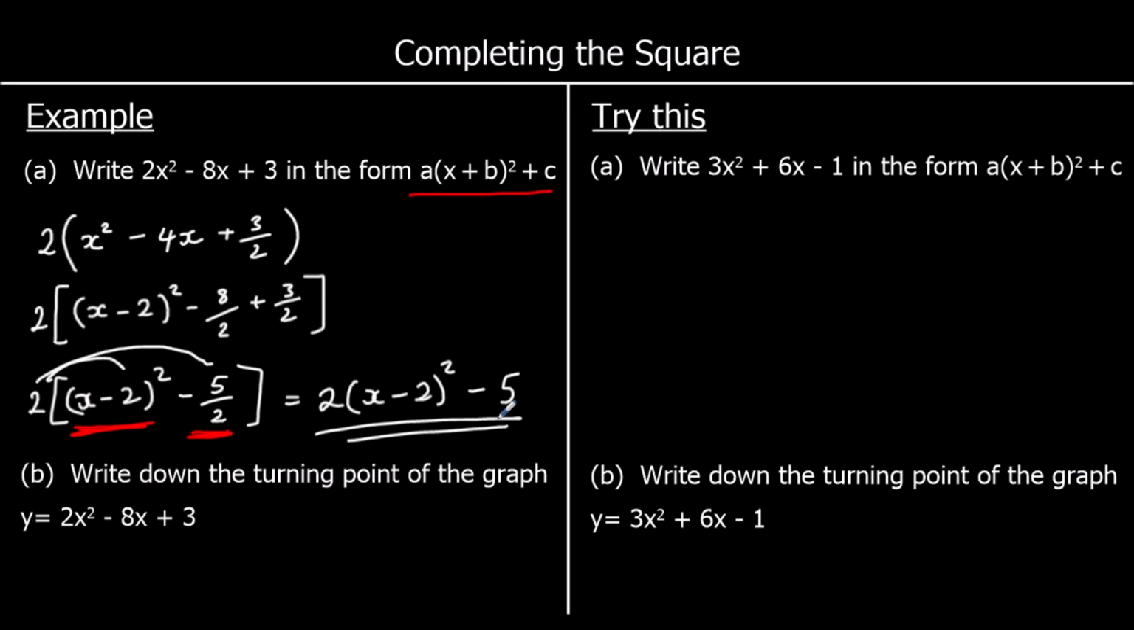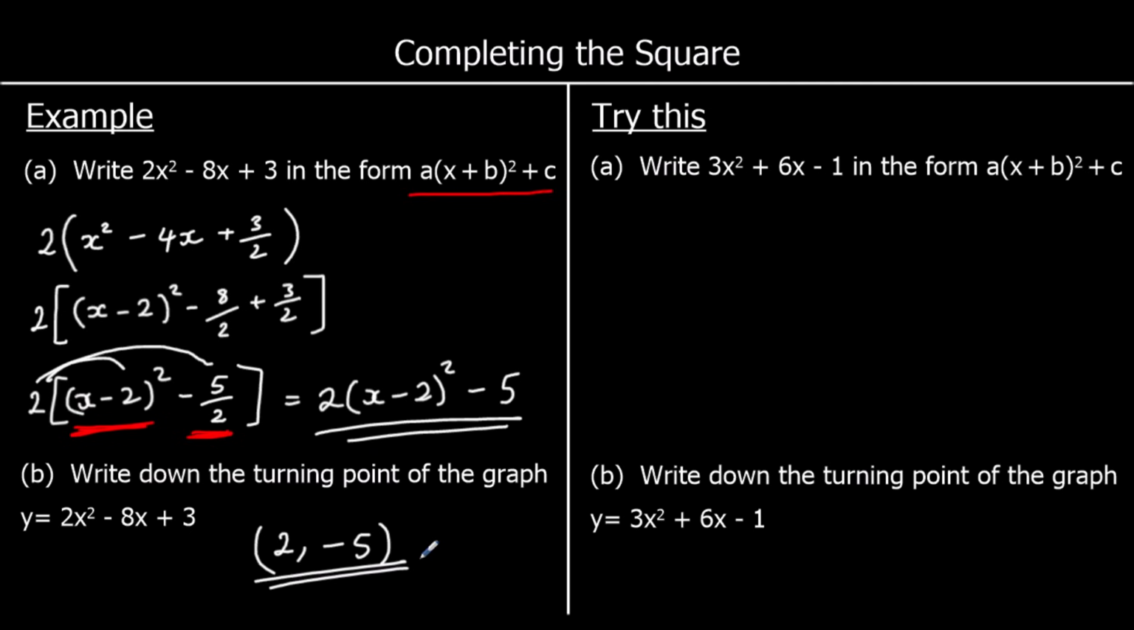Write down the turning point. So what makes the bracket 0? x will be 2. So to make the bracket 0, x is 2. And if the bracket is 0, we'll have 2 times 0, which is 0, minus 5, which is minus 5. So the turning point is at 2, minus 5. Okay, one for you to try. So give this one a go.